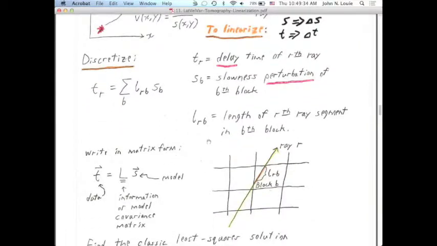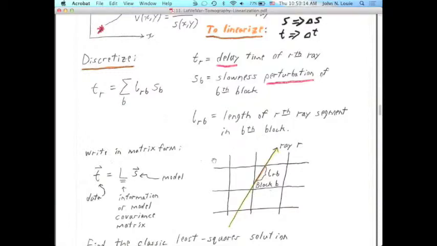Now here's where I really need to keep track of all the geometries. I've got to make this matrix, and you can see it's a second order matrix. It's an n by m matrix. It's a 2D matrix, and each element of the matrix is the length of ray segment number r, of the segment of ray number r in block B. Okay, L sub RB.